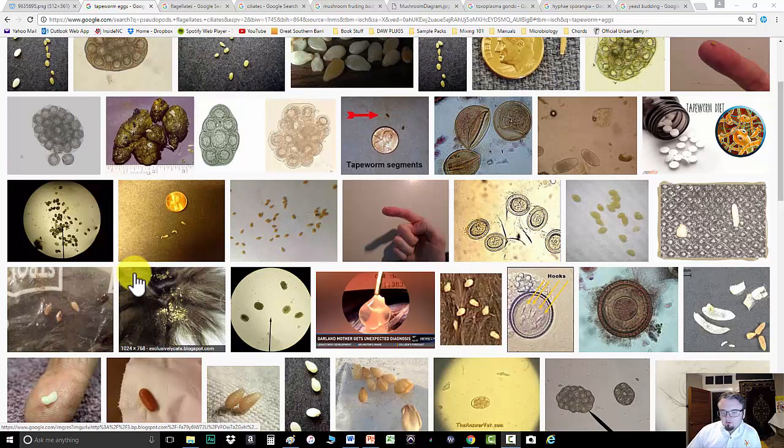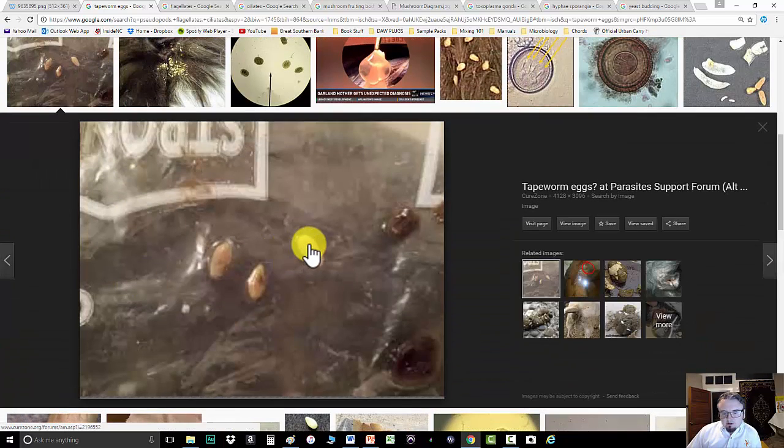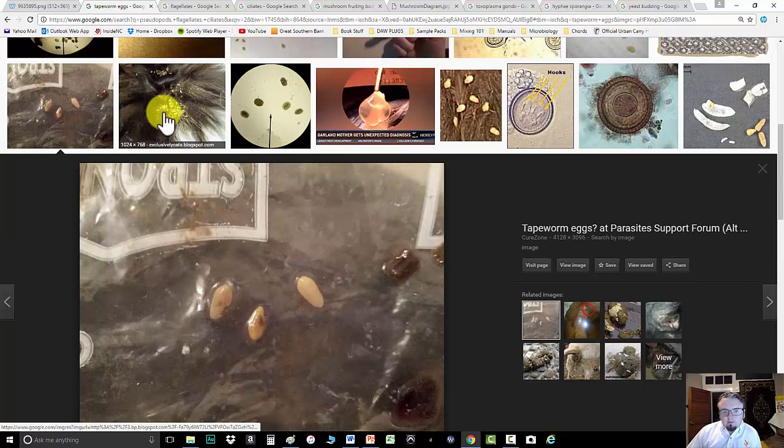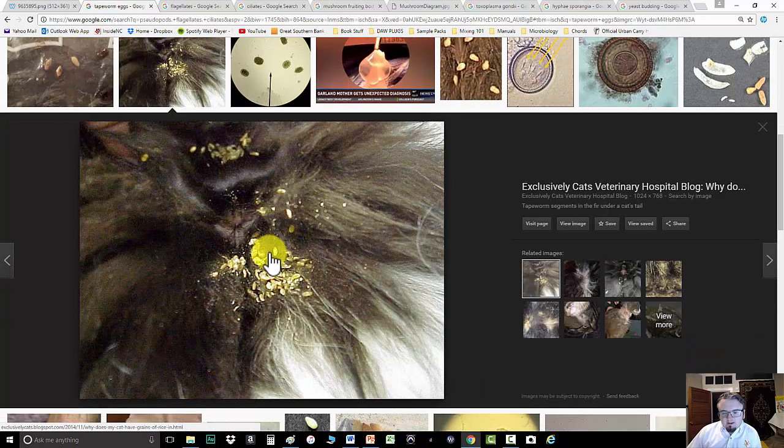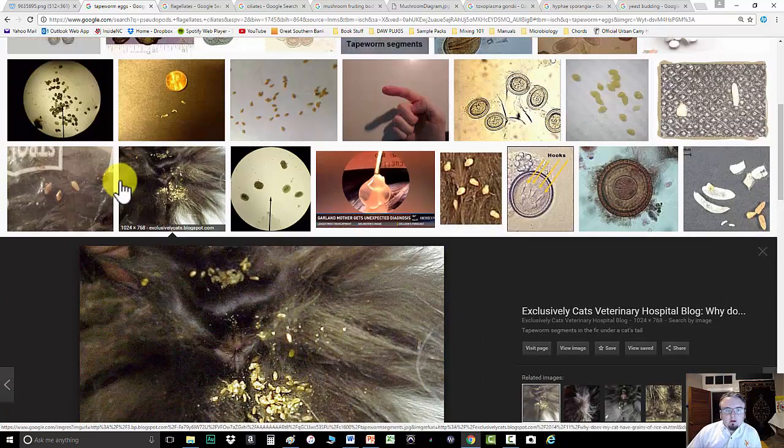Okay, so here's a better view of what those would look like on your dog or cat. I'm sure you love me for this. Close up here. Oh, that does not have very high resolution. Here's a picture. They tend to look like this around the back end. All right, moving on. You get the idea.